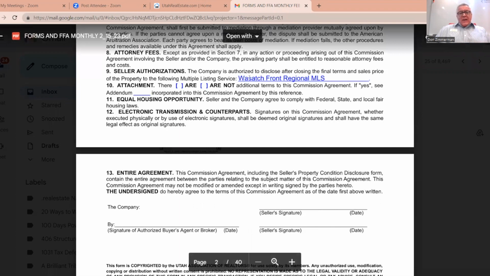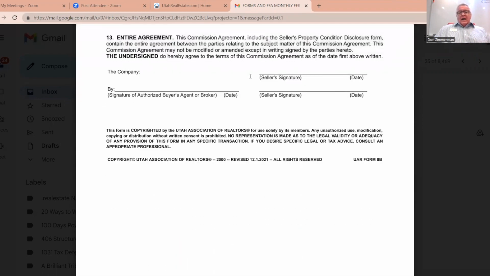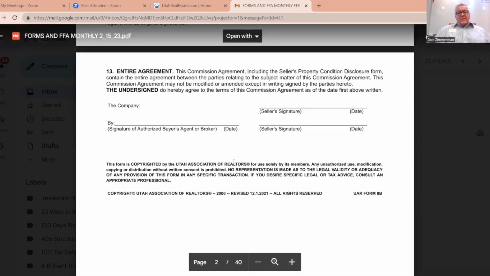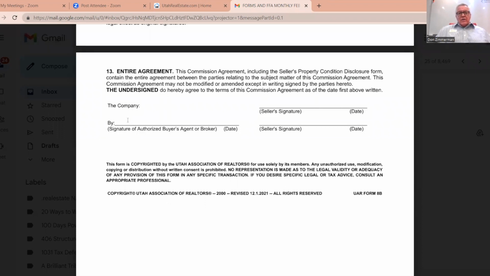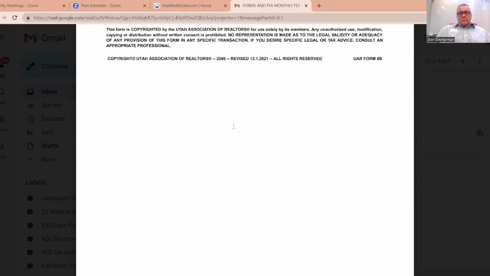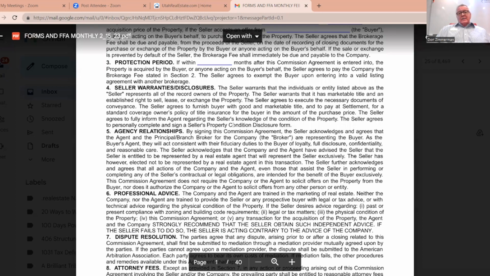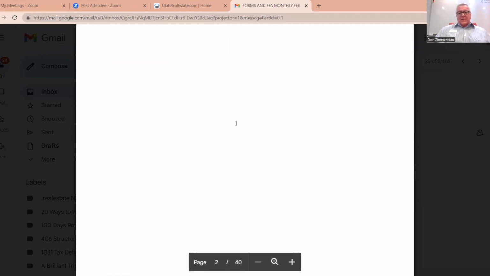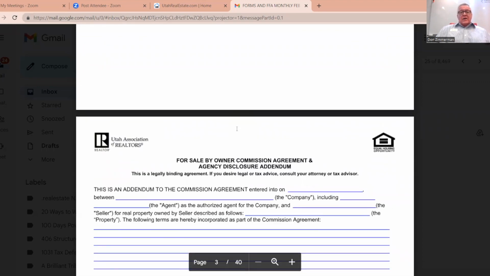Anyway, pretty self-explanatory. A lot of it is boilerplate from the agreement that we have, whether it's a buyer broker agreement or a listing agreement. So this is another area that I have people question all the time. Do you need to sign it? Read what it says. Signature of authorized buyer's agent or broker. So you as the agent, you have the authority to sign it, okay? For sale by owners, there's a lot of different types of for sale by owners. And so if you have particular questions on that, contact your broker.